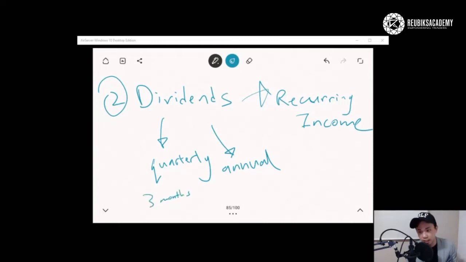Because 1 year has 4 quarters, right? Because 1 year has 12 months. 12 divided by 3 gives you 4. That's why there are 4 quarters in a year. Annual is 1 year, right? Dividends is basically a fixed amount of money that you get with each share.